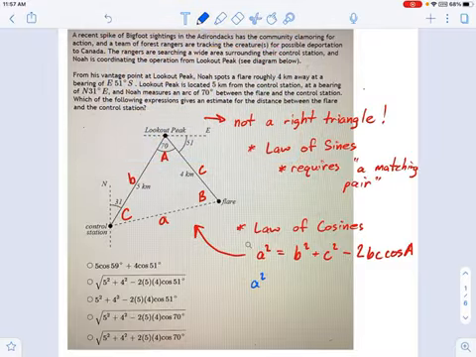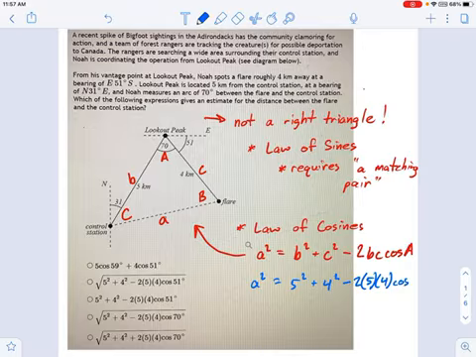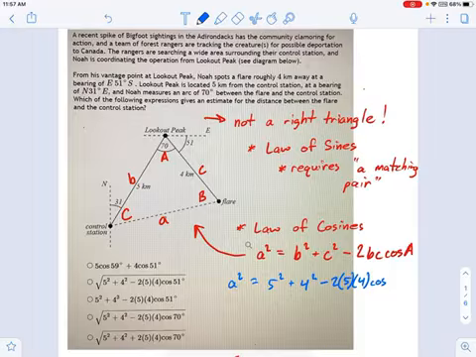A squared, I still don't know what that is, equals, let's see, B squared, that's going to be 5 squared, plus little c squared, that's 4 squared, minus 2 times b times c times the cosine of the angle A. And angle A is that 70 degrees. Okay, so that's a squared. And obviously, if you want A, you're going to square root that whole thing.